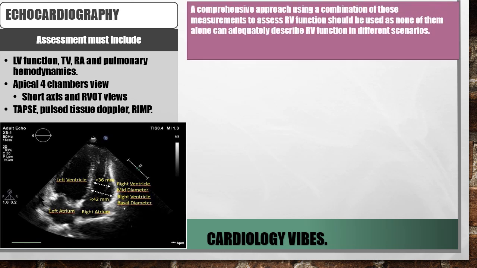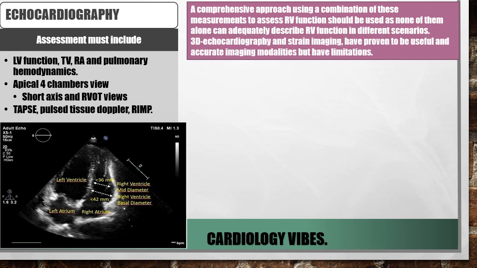A comprehensive approach using a combination of these measurements, which we talked about, the TAPSE, the pulsed tissue Doppler, and the right ventricular index of myocardial performance, should be used, as none of them alone can adequately describe right ventricular function in different scenarios. 3D echocardiography and strain imaging have proven to be useful and accurate imaging modalities, but have limitations.